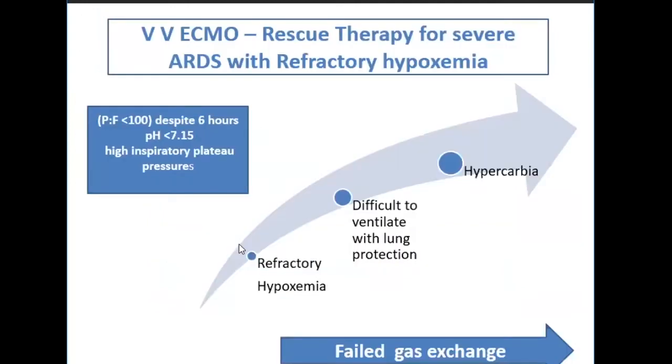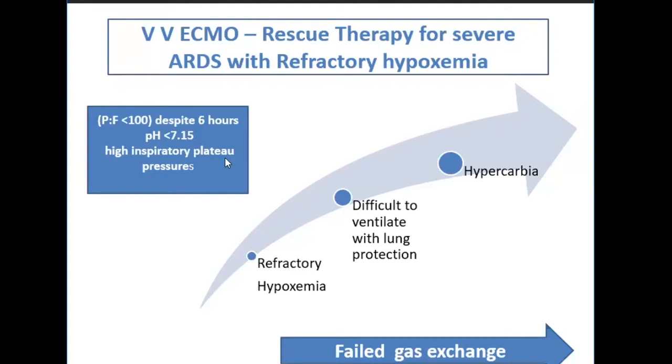Now, typically, when you think the patient of ARDS should go on ECMO, if you look at the profile of an ARDS patient, usually, initially, they will have hypoxemia. You put the patient on ventilator. The patient is not improving. You can say my patient has got a refractory hypoxemia where the PF ratio is less than 100, despite 6 hours of ventilation, the pH has gone to less than 7.25, the patient's plateau pressure is going more than 30 despite all the precautions taken care of. So here you should start thinking that, okay, this is the patient who should be put on the extracorporeal life support.